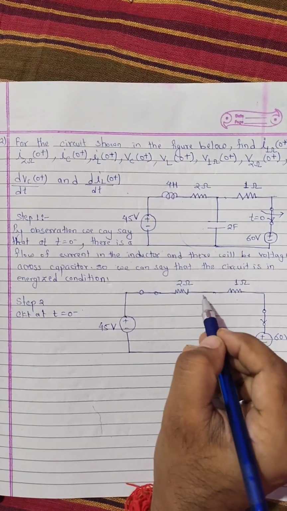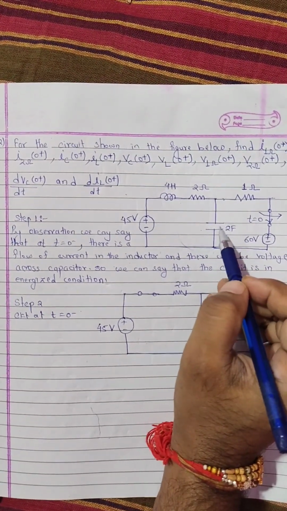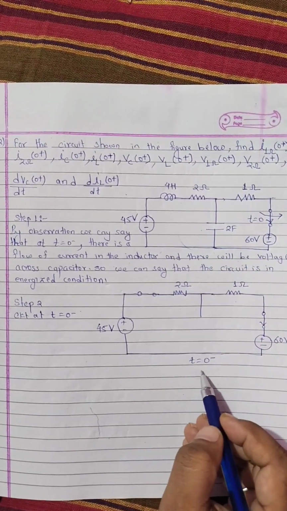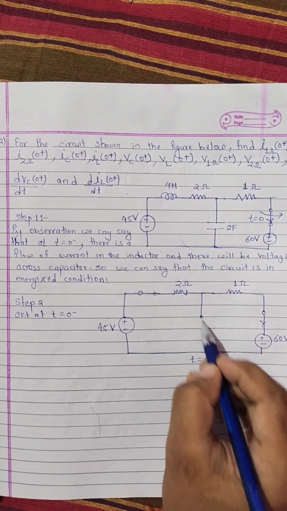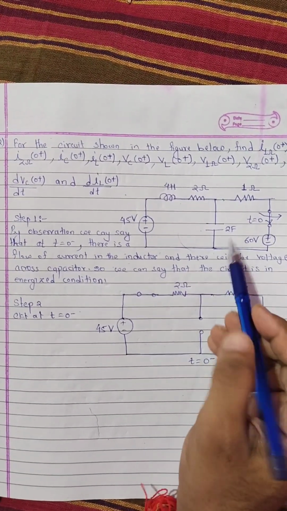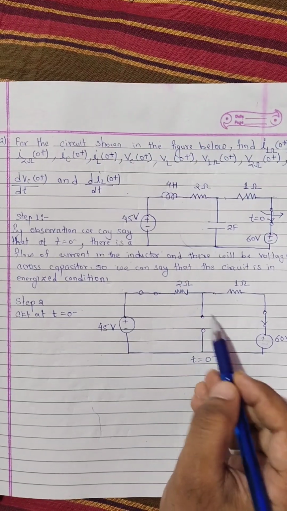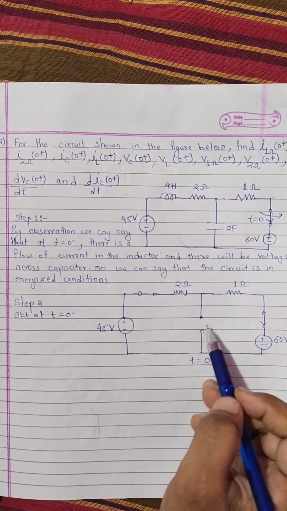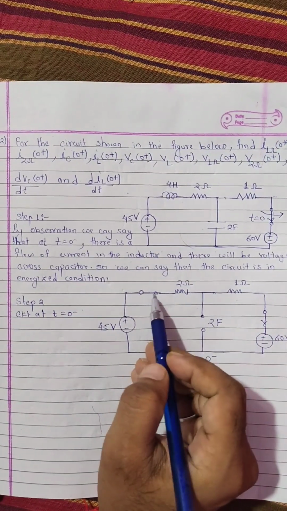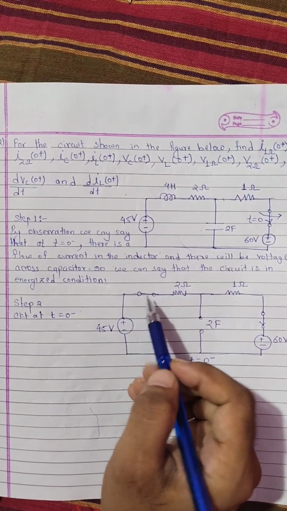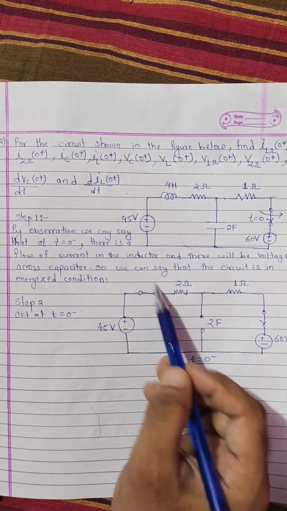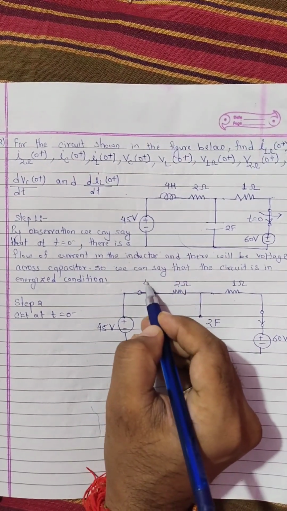and finally this energized capacitor at t equals 0 minus is replaced by an open circuit according to the given table. Although this capacitor is replaced by an open circuit at t equals 0 minus, physically there is a capacitor of 2 farad. Similarly, this energized inductor is replaced by a short circuit, but physically there is an inductor of 4 Henry.